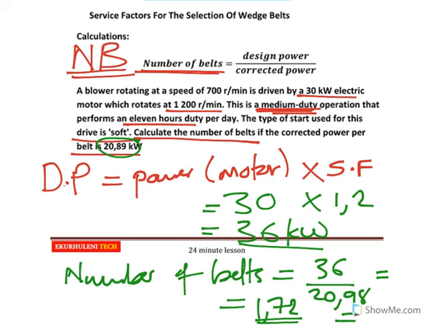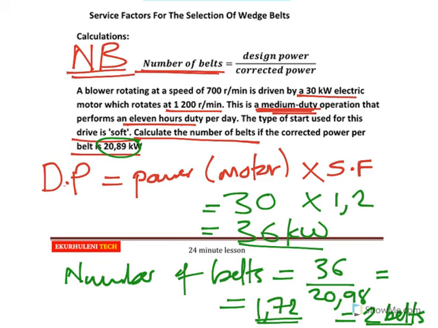So the number of belts needed there is 2 belts, because 1.72, if you round it off, because you can't get 1.72 belts. A belt is like a tangible thing, like a cup. You can't get 1.2 cups, so you round it off, you need 2 cups. So now these are the calculations that you must expect in an exam.